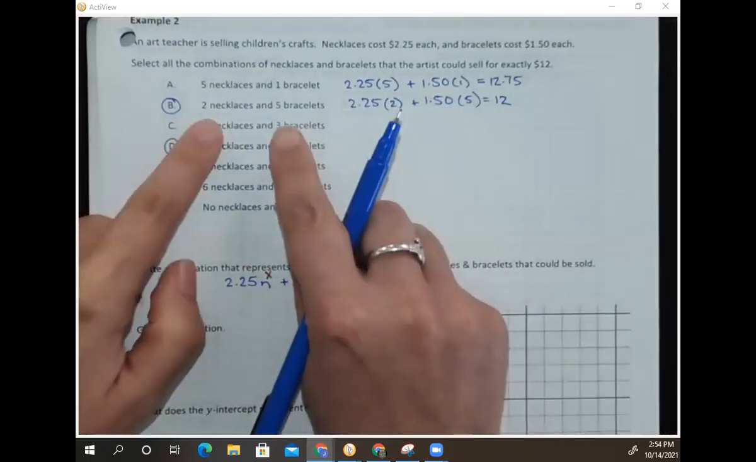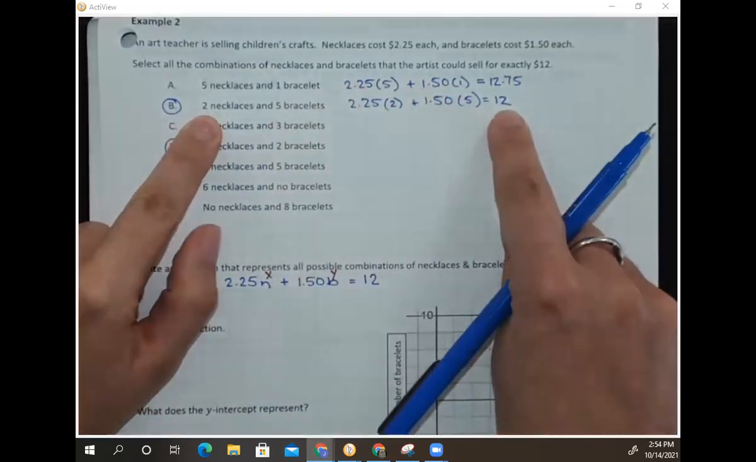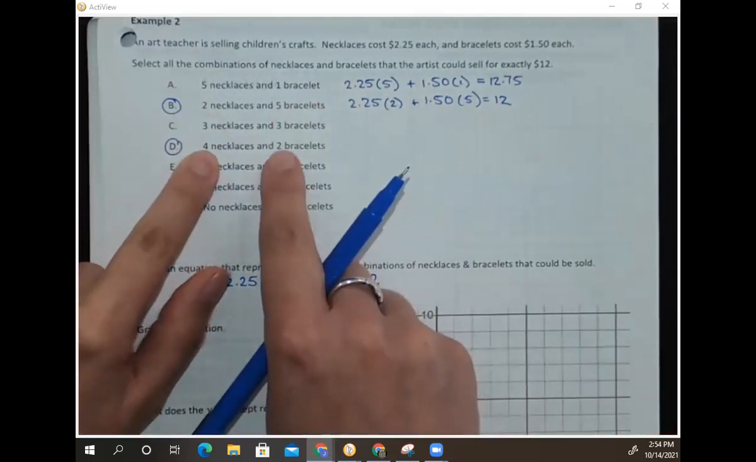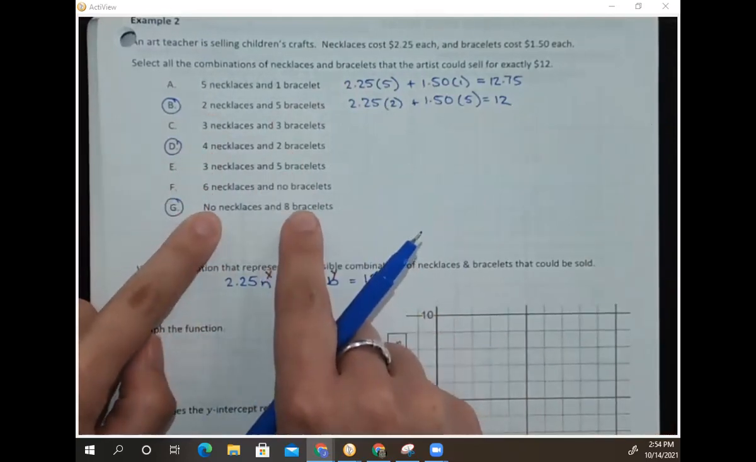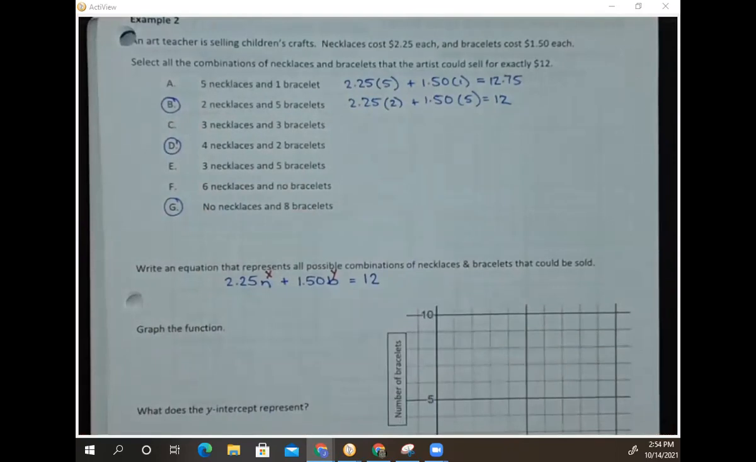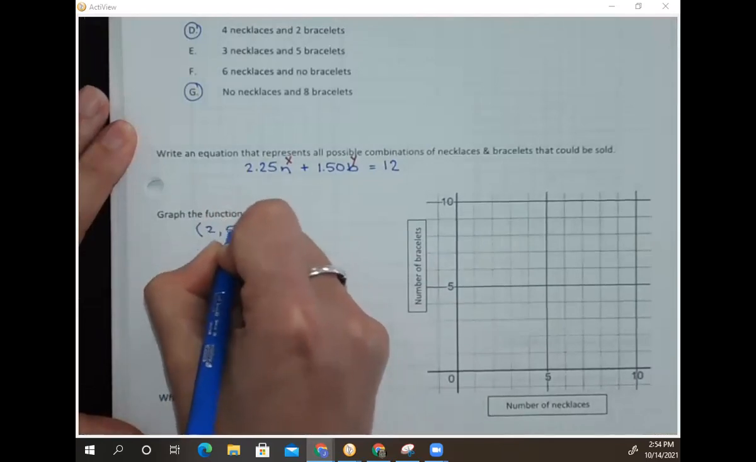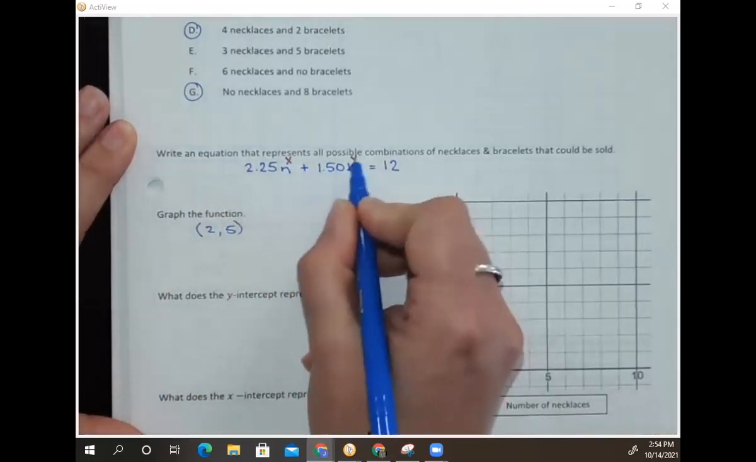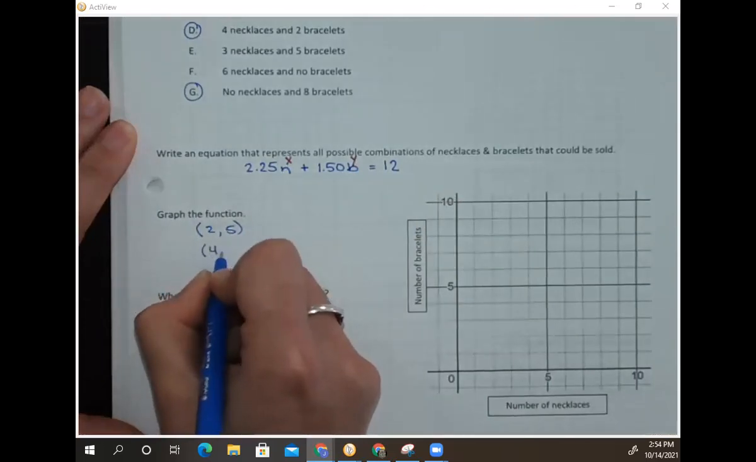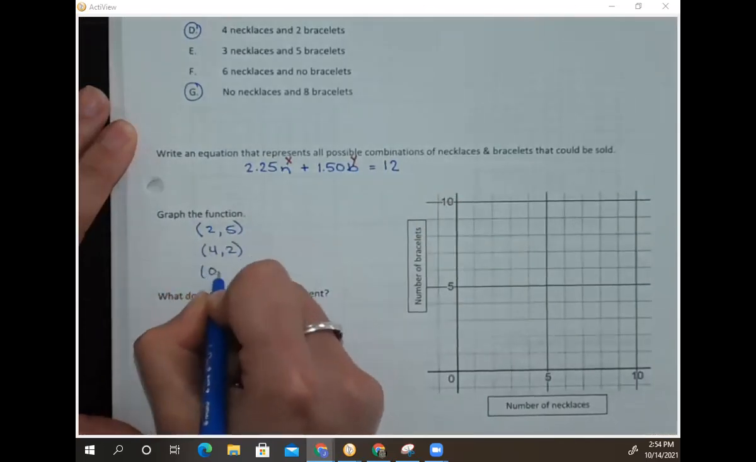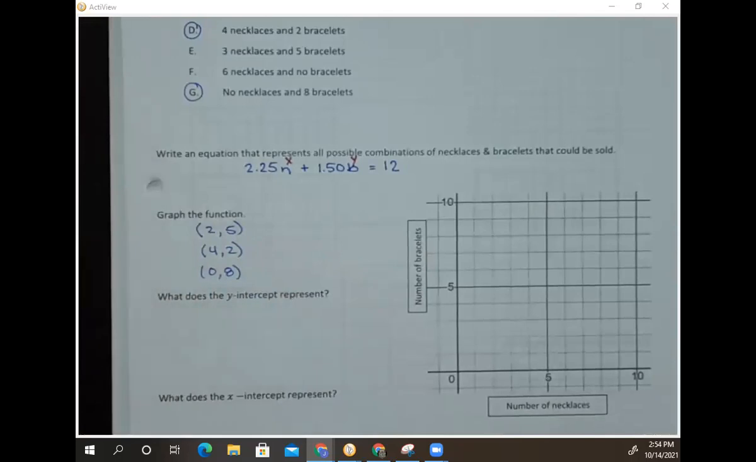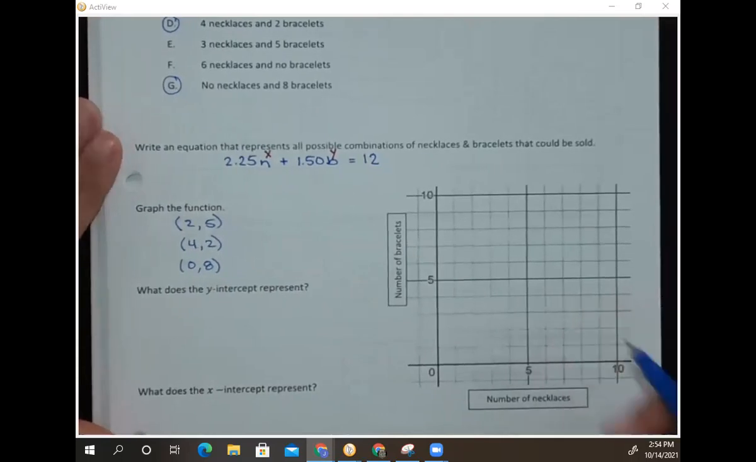right? We know 2 necklaces and 5 bracelets equals $12. So does 4 necklaces and 2 bracelets, or no necklaces and 8 bracelets. That means that we have 3 points on the line. So I'm going to use those 3 points. I have (2, 5), because remember necklaces is our X, bracelets is our Y. I've got (4, 2), and we've got (0, 8). So we know 3 points that are on that line. We can graph using those points. So I'm going to plot those.